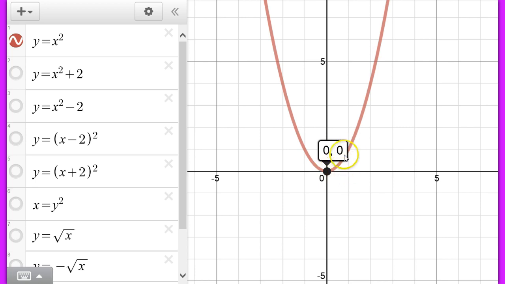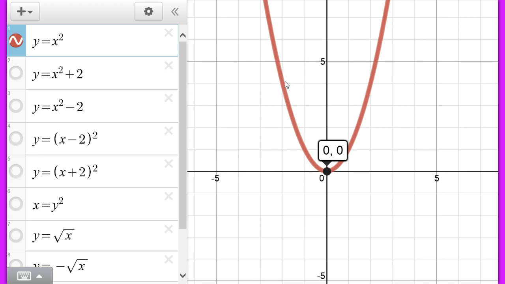If I move right 1 and up 1 from the vertex, I end up at point 1, 1 on the graph of the curve y equals x squared. I also have a point 2, 4. So if I went 2 to the right and up 4 from that vertex, I land here at 2, 4. Now those points are obviously reflected on the other side here. This is the point negative 2, 4.